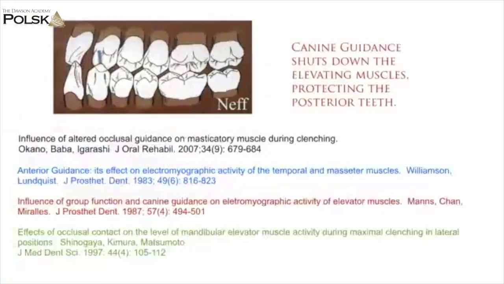Now, there's been, over the years and decades, great controversy over whether or not canine guidance is the right functional arrangement or whether people should be in group function.